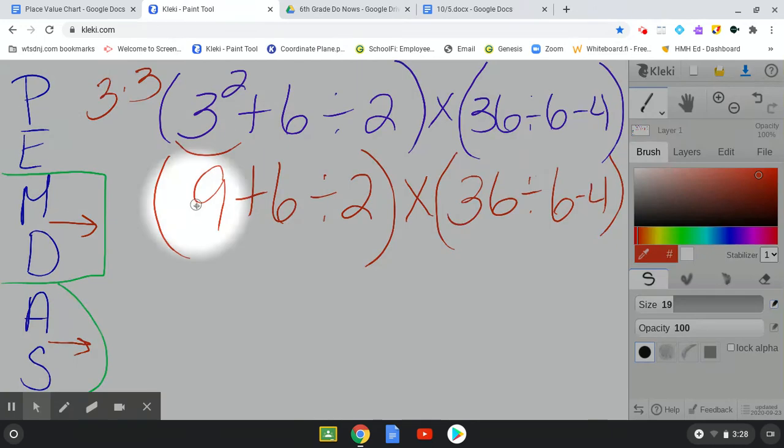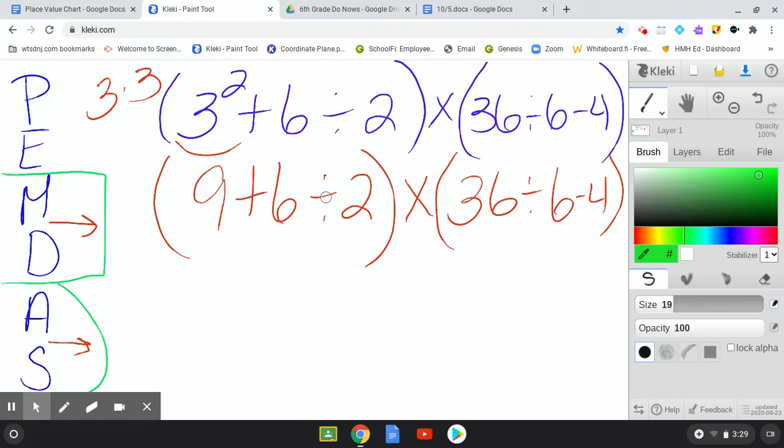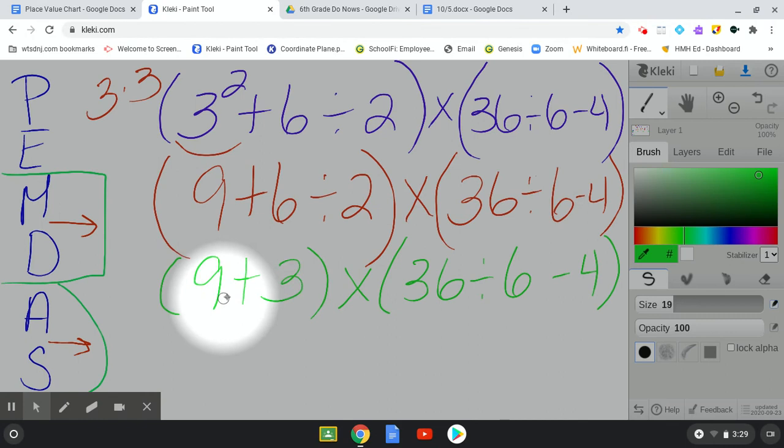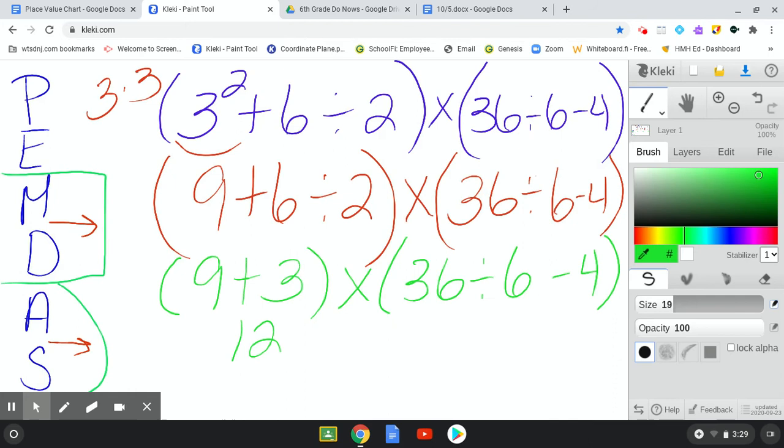So now I'm still within this set of parentheses. So now I have addition and division. Well, according to PEMDAS, I have to do division first. Open up my parentheses, drop down my 9, drop down my plus sign because I'm not using those yet. 6 divided by 2 is going to give me 3. Drop down my multiplication sign, that whole second set of parentheses because I haven't worked with that yet. Okay, so now in this set of parentheses, 9 plus 3 gives me 12. Now I'm going to drop down the multiplication sign, drop down that second set of parentheses.